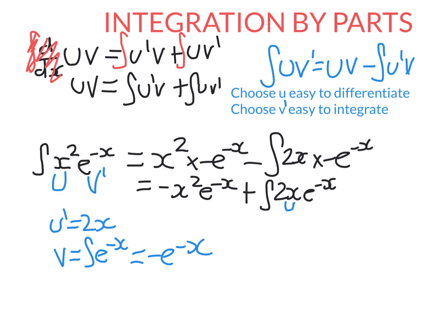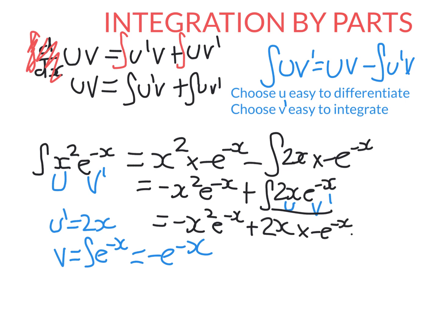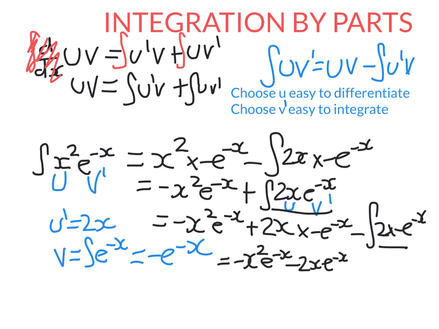Once again, I'm going to let this be u, and I'm going to let this be v dash. So I'm going to leave the first term alone, minus x squared e to the minus x. So evaluating this here, it will be u times v minus the integral of u dash, which is now 2, times v. Now, the integral of this here is now an easy one to do. It will just be 2, and we're going to keep our e to the minus x, but we need to divide by minus 1. So there's actually going to be 3 minuses there.